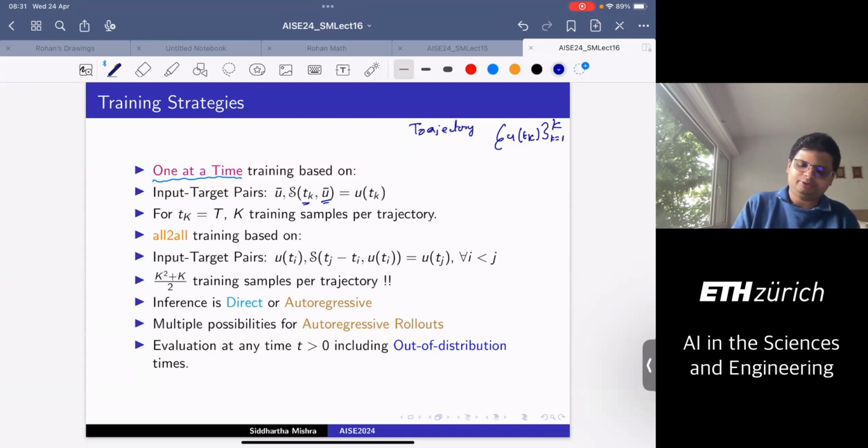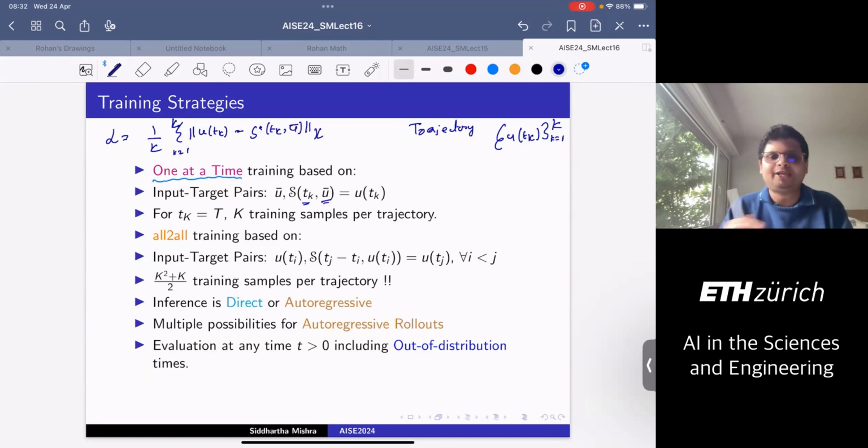In other words, let me write down the loss function. So the loss function L is now the loss function. It is not related to the differential operator, right? So it is 1 over K, then you have the sum, this is little k from 1 to capital K, of the output of your operator. Let me call it S star. So you have u at tk, some norm of u at tk minus S star of tk, u bar, some norm over x.